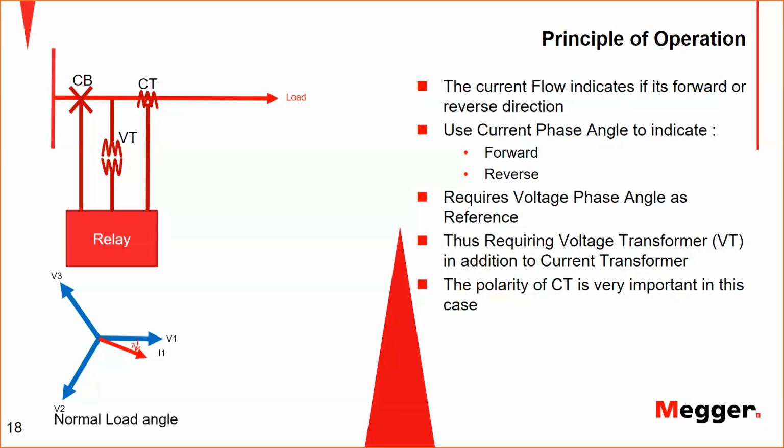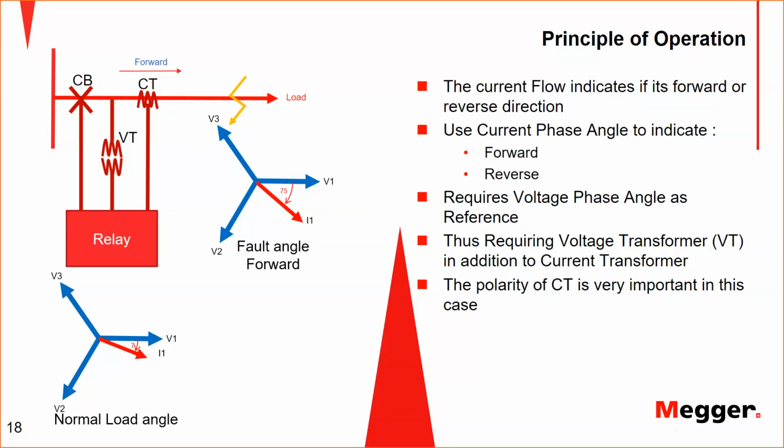Now, what we need to know is what angles to set and what the limits of these angles are. When a fault happens in the forward direction, in front of the CT and VT connection, the fault angle becomes around 60 to maybe 80 degrees lagging from the voltage. The reason is that the lines are mostly inductive, and that contributes to this phase angle shift.